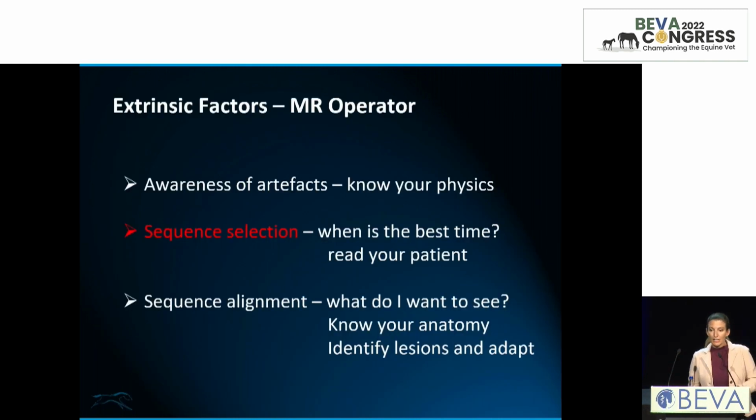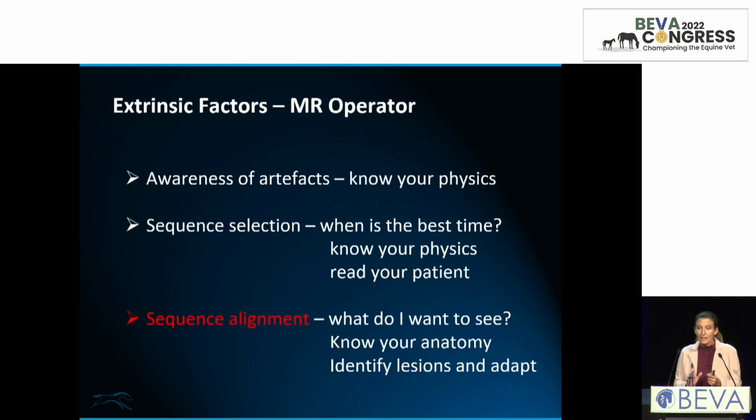Sequence selection. Here it goes again very much into the direction of reading your horse. If the horse is not standing super still, you do not need to try to run that STIR sagittal, as an example, because it will not show you anything. Move on, try the sequences which are less motion sensitive, and then when your horse is super settled, quickly get all those STIRs done.